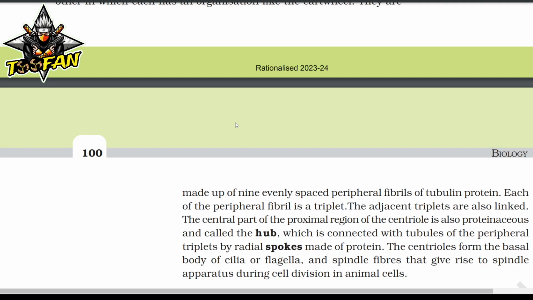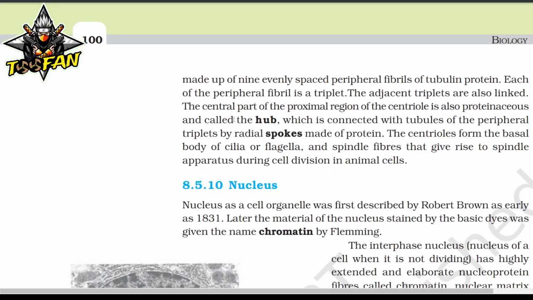The central part of the proximal region of the centriole is also proteinaceous and called the hub, which is connected with tubules of the peripheral triplets by radial spokes made of protein. The centrioles form the basal body of cilia and flagella, and the spindle fibers that give rise to the spindle apparatus during cell division in animal cells.